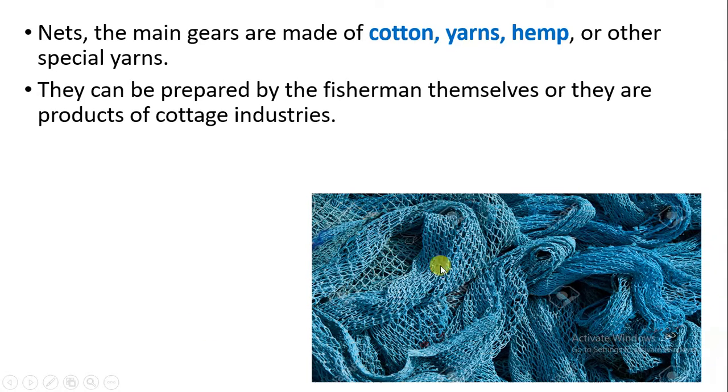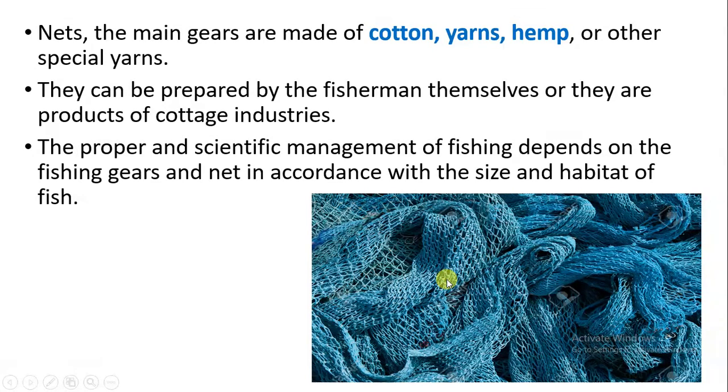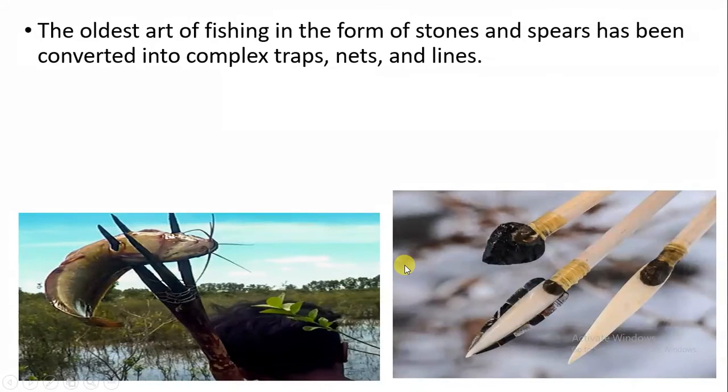They can be prepared by the fishermen also, या तो फिर ये जो net है they are also prepared from some of the small industries like the cottage industries. So there is a proper and scientific management of fishing. It completely depends on these net. So ये जो net है उसका size जो है वो matter करेगा कि किस size की जो है fish को capture करना है. When we talk about the oldest times during the fishing, there were use of the spheres, there were use of the stone.